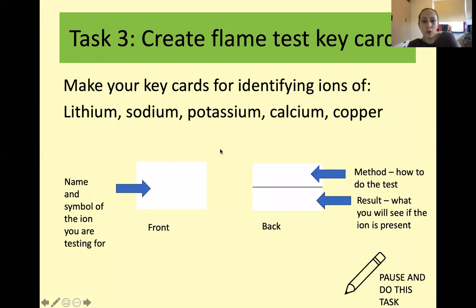So I want you now to make some key cards for each of those flame tests. So again, symbol of the ion and its name on one side, the method and the result on the reverse. So you need to do lithium, sodium, potassium and calcium. Pause the video here and do that, please.